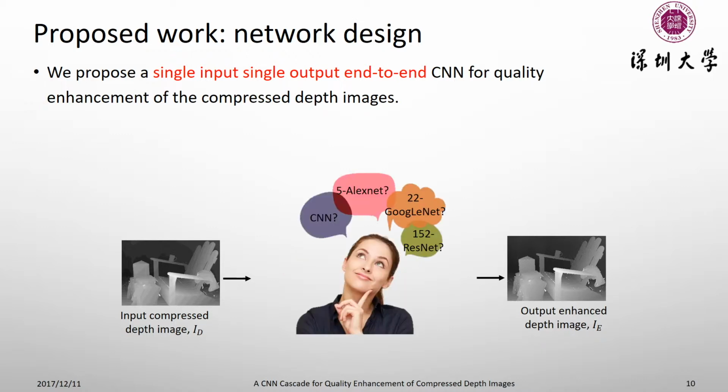However, there are many choices for the network design. For example, should we adopt CNN, RNN, or other networks? Should we adopt AlexNet with only 5 layers, or GoogleNet with 22 layers, or even go deeper and use ResNet with 152 layers?